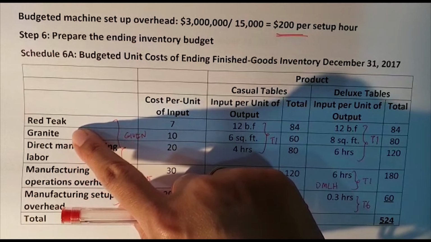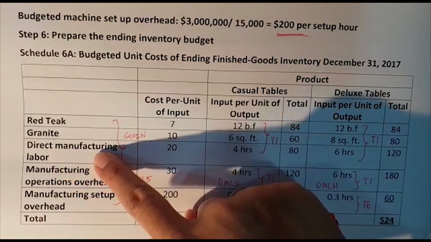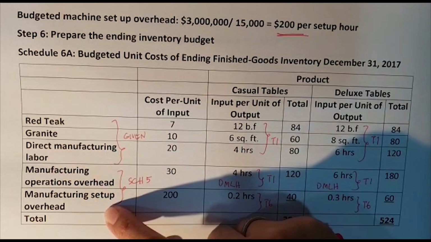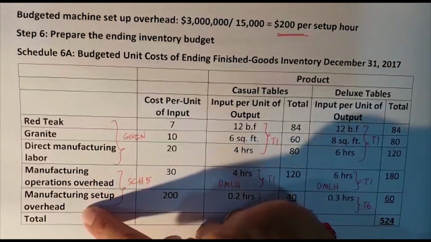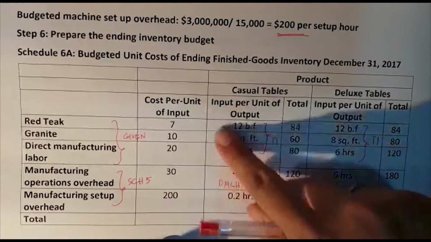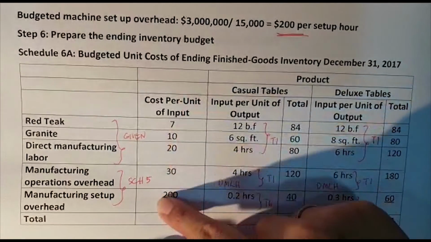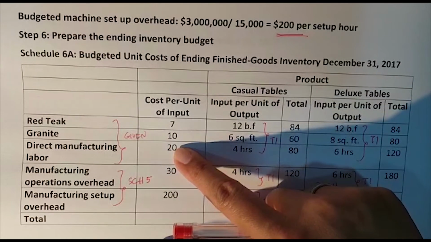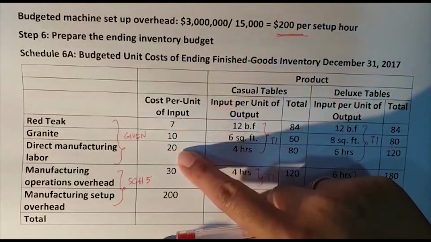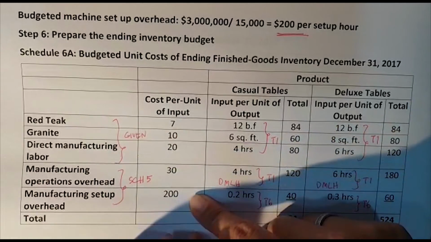These are basically the direct material, and we also have direct labor, as well as the overhead, where the manufacturing operation overhead and manufacturing setup overhead is stated here clearly, right? So we need to know the cost per unit output, and basically all this information we already get from the question or given to us, as well as from other schedule. Okay, so no big deal.